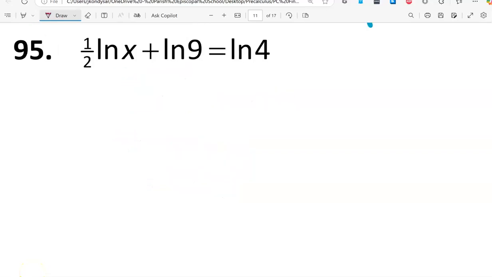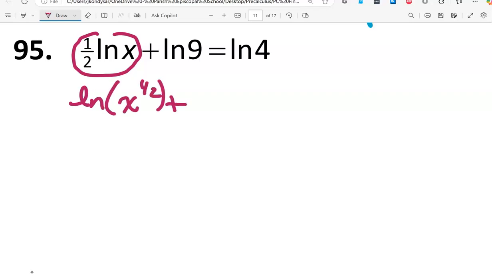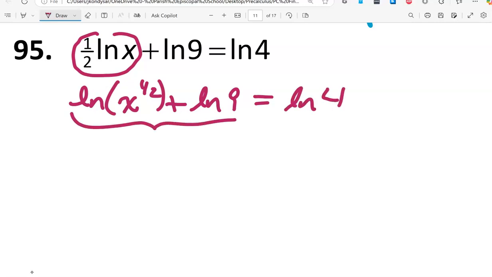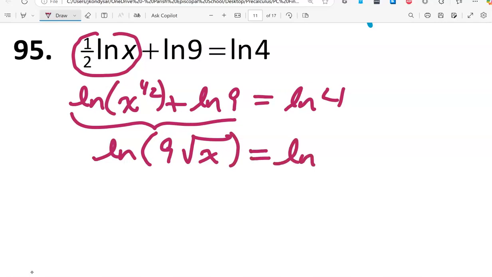In 95, we're going to use some properties of logarithms to re-express 1/2 times the natural log of x. That is the natural log of x to the 1/2. And then we can further condense these logarithms. The natural log of one thing plus the natural log of another thing is equal to the natural log of their product. And so the product is 9 times x to the 1/2. Now x to the 1/2 is also the square root of x. So 9 times the square root of x. And on the other side, we've got natural log of 4.